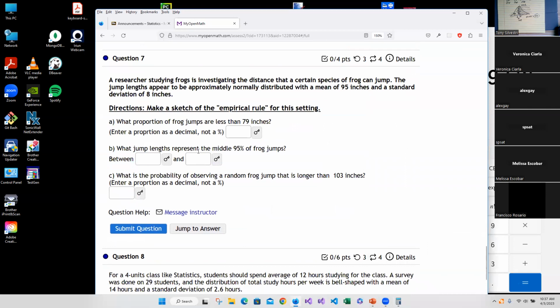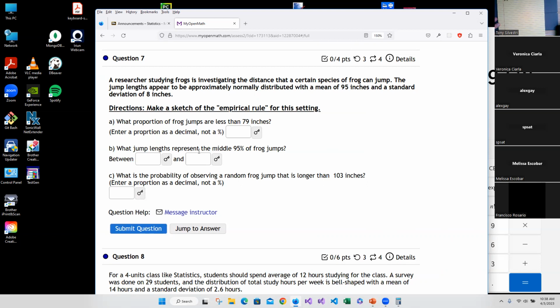But let's do 7. A researcher studying frogs is figuring out how much a frog can jump. The jump lengths appear to be normally distributed, with an average of 95 inches and a standard deviation of 8. Take a sheet of paper. You're going to go through a lot of paper when you do math. Okay, let's grab a new sheet of paper here. Okay, jot down some data. Mean, 95 inches. Standard deviation, sigma, is 8.